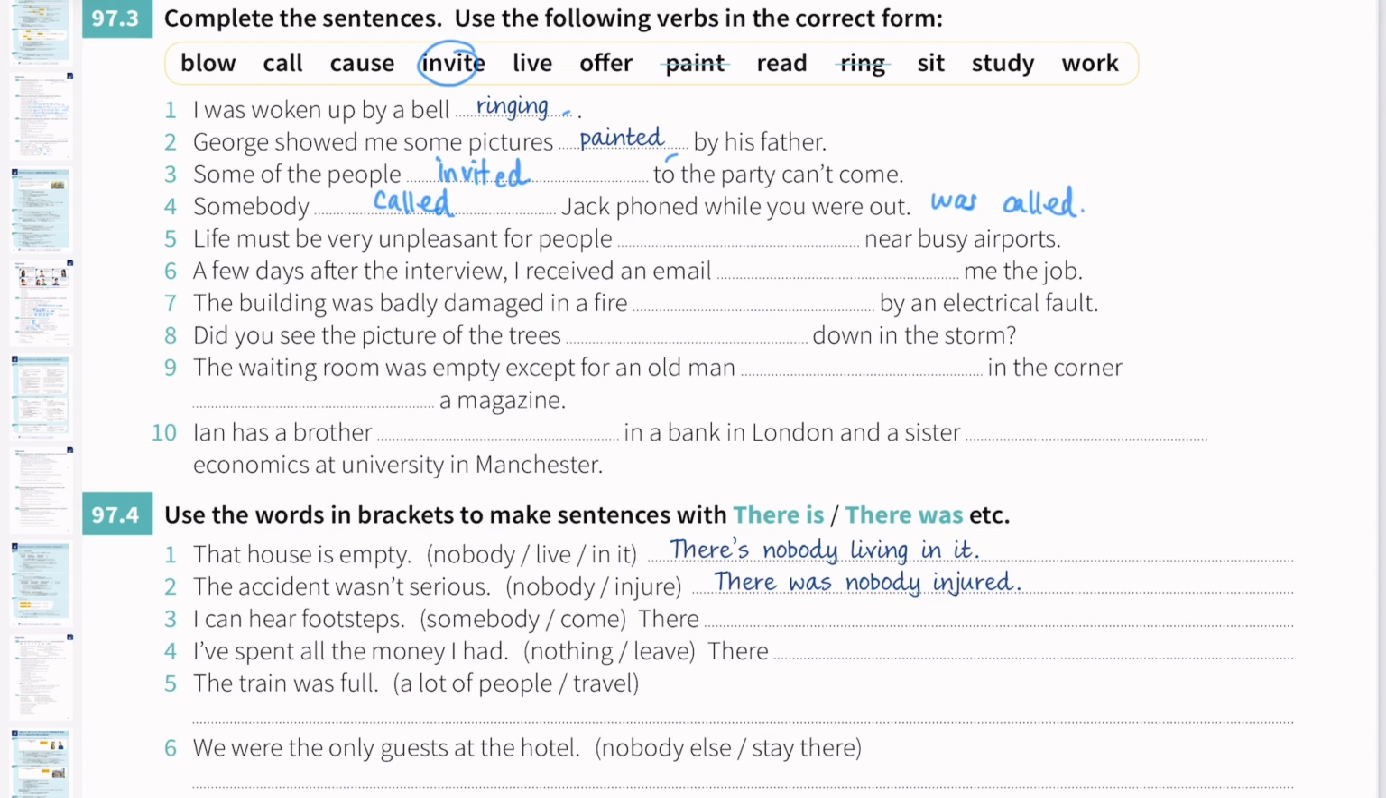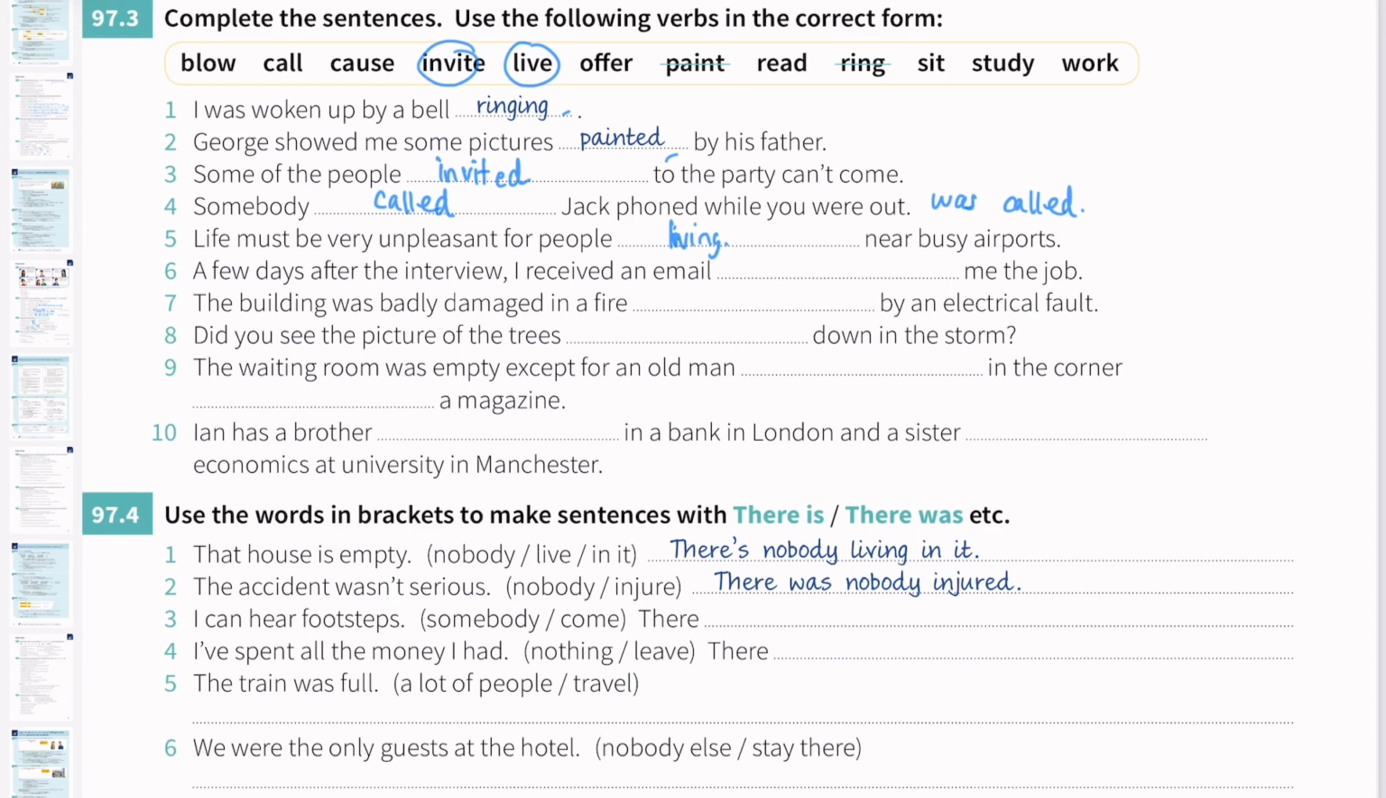And then number 5, life must be very unpleasant for people near busy airport. Life must be very unpleasant for people. We have to use verb to live. Do you think it's become live or living? We have to use ing. It's active voice. Living near busy airports.